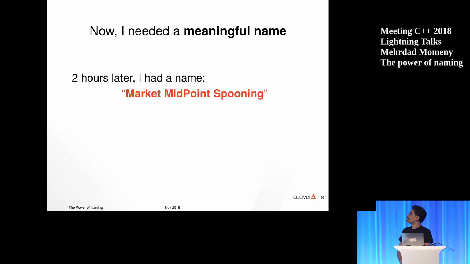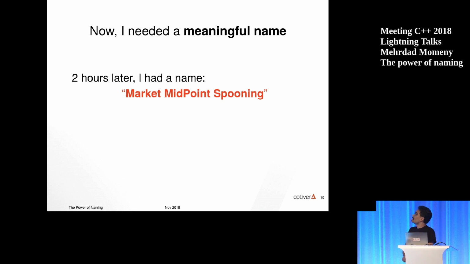So I spent some time, I came up with a name, a very long and descriptive name. The name was this: Market Midpoint Spooning. You may not recognize what that means, but yeah, let's get on with that. That's a name.